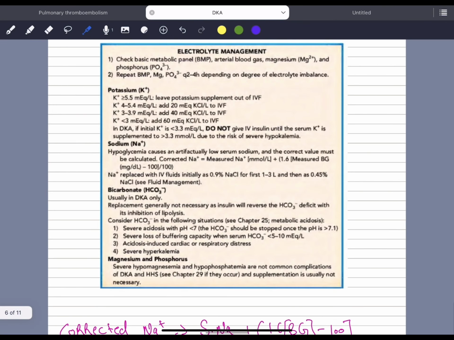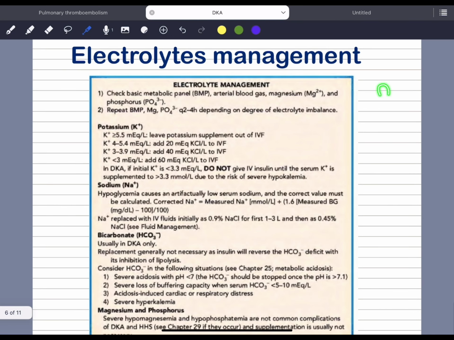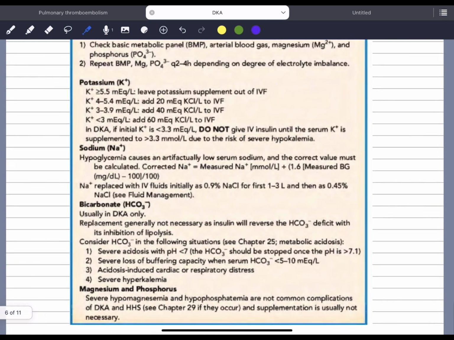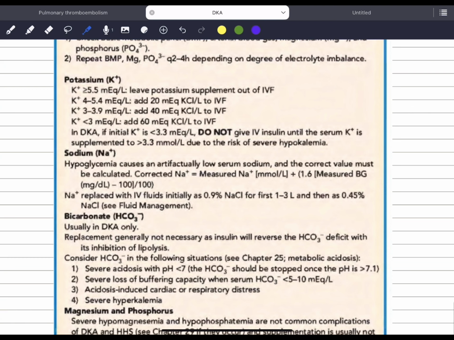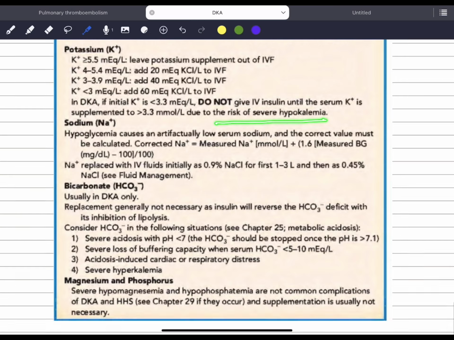Now, moving forward to the second important step, which is electrolyte management. Now, pay attention here. In DKA, if initial potassium is less than 3.3 milliequivalents per liter, do not give IV insulin until the serum potassium is supplemented. And if the potassium goes up above 3.3 milliequivalents per liter, there will be a good time to give insulin. But if it is less, do not give insulin. Why? Due to risk of severe hypokalemia.